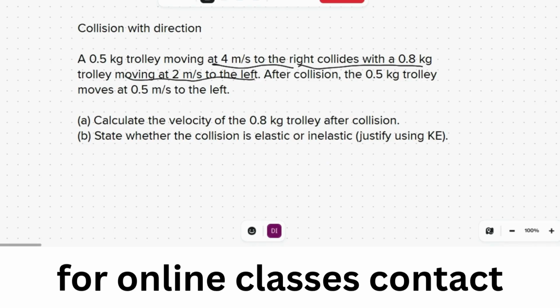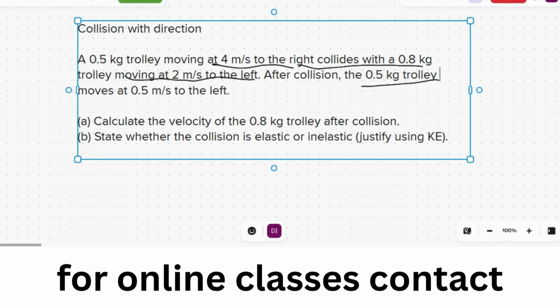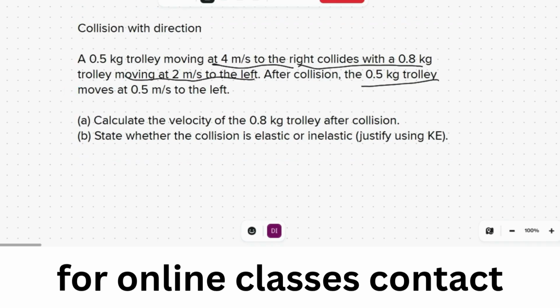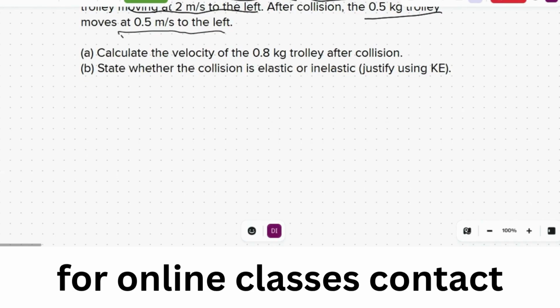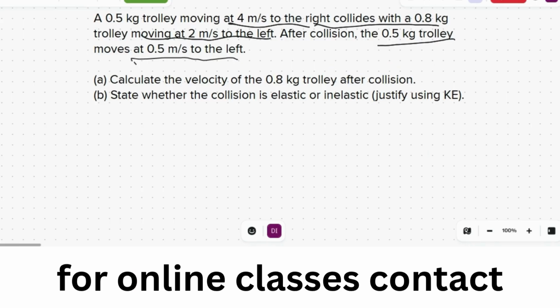After the collision, the 0.5 kg trolley moves at 0.5 meters per second to the left. Calculate the velocity of the 0.8 kg trolley after collision. So we know one thing, that momentum after the collision is equal to momentum before the collision.